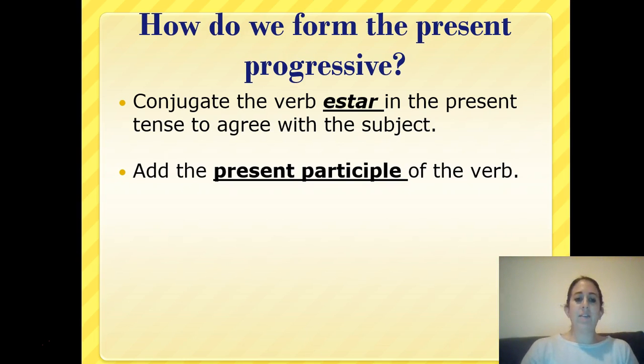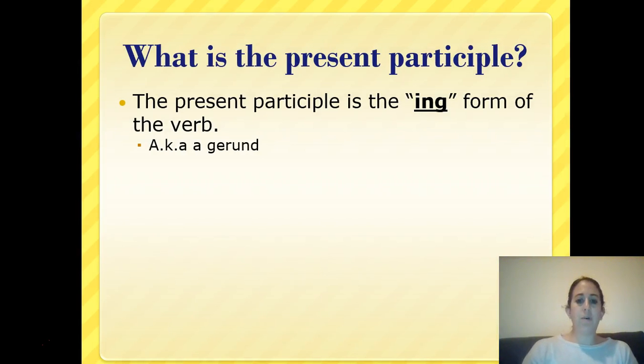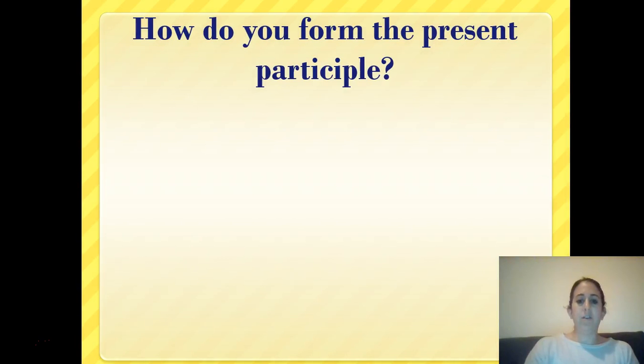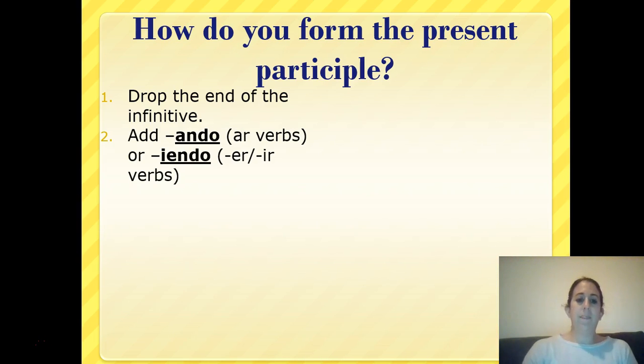Okay, and then we're going to add this thing that we call the present participle of the verb. Alright, so this present participle is the ing form of your verb. And here's how you form our present participles. So you're going to drop the end of the infinitive. Let's use our verb hablar. We're going to drop the AR ending of hablar, and we're going to add ando for AR verbs, or yendo for ER or IR verbs. So hablar, drop the AR, you would have hablando.